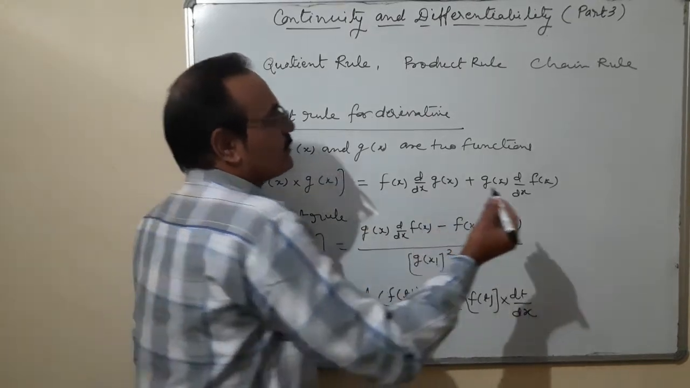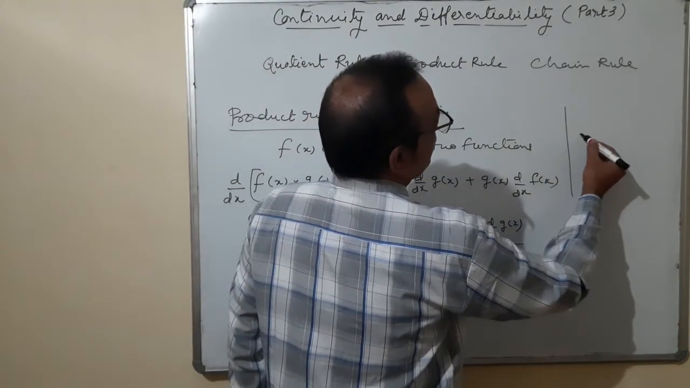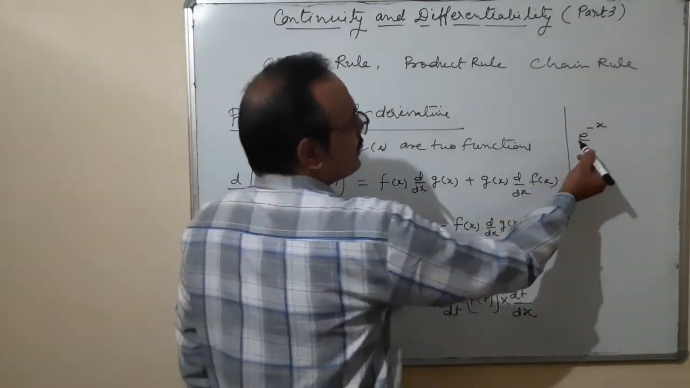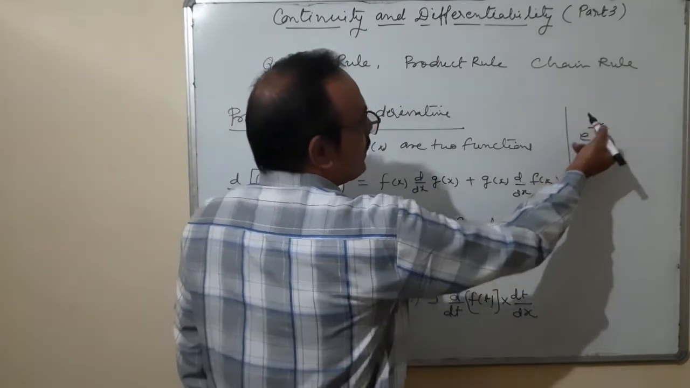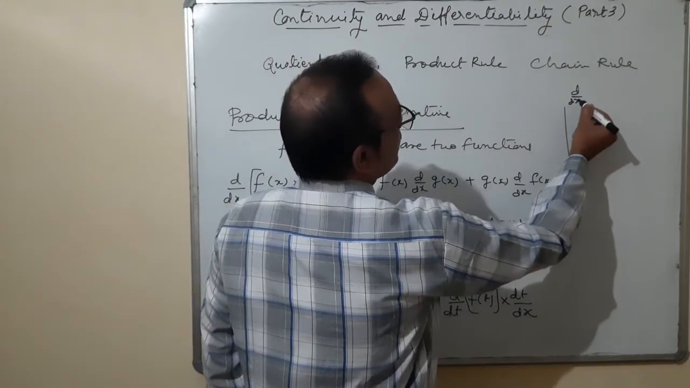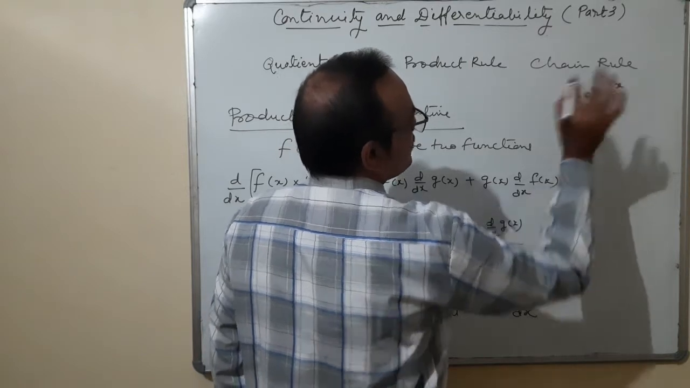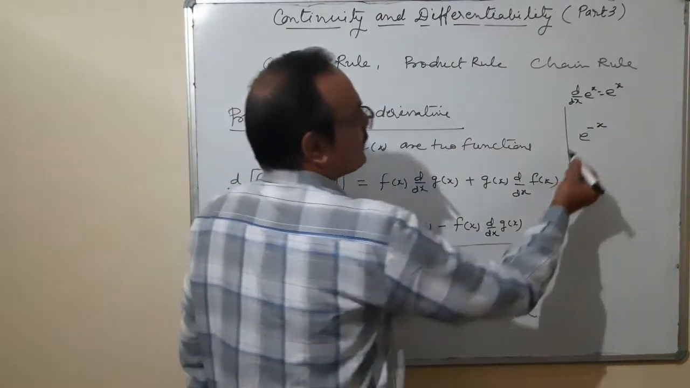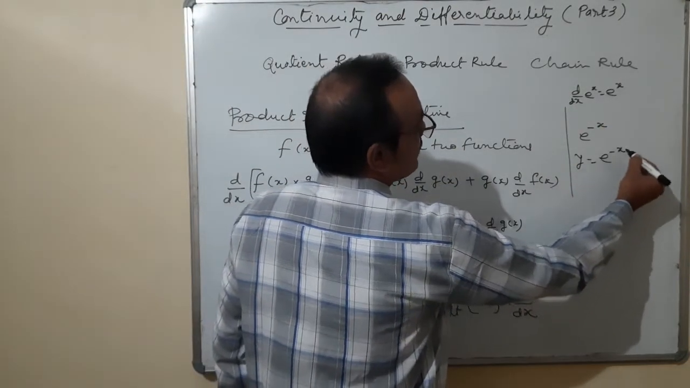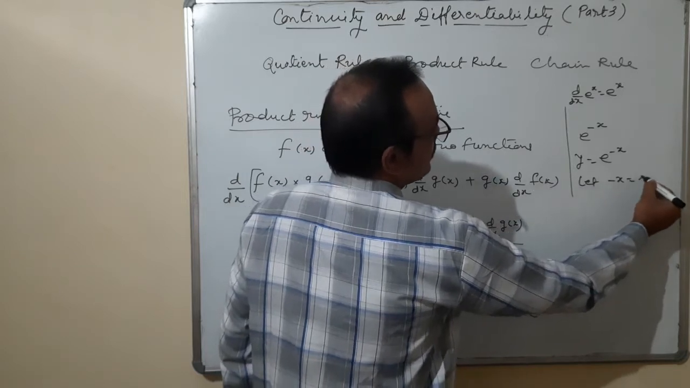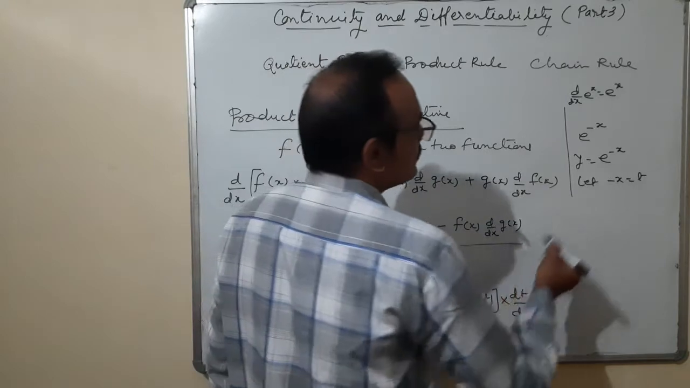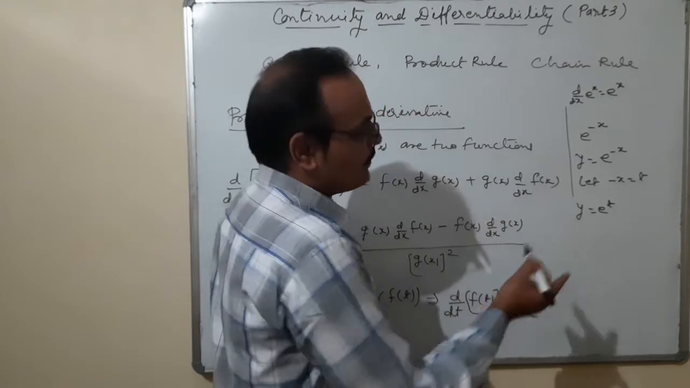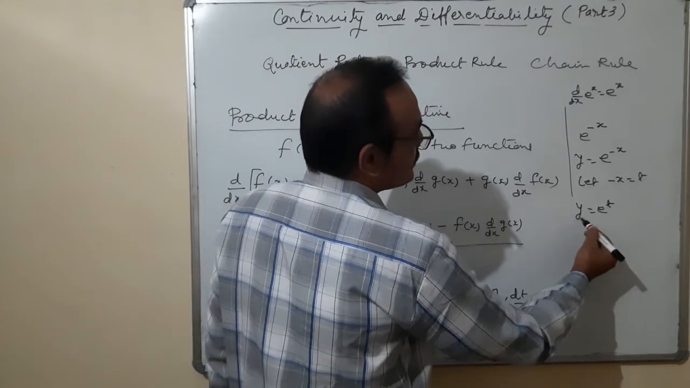For example, suppose e to the power minus x. A simple example I want to take. Our rule is, we know that the differentiation dy by dx of e to the power x is equal to e to the power x. This we know. But this we don't know, e to the power minus x is what. So what we have to do here, let y is equal to e to the power minus x. Let minus x is equal to t. Okay, I'll consider minus x is equal to t. So y is equal to e to the power t. Now it becomes a standard form. Simply we can differentiate the term. Now differentiate with respect to x.